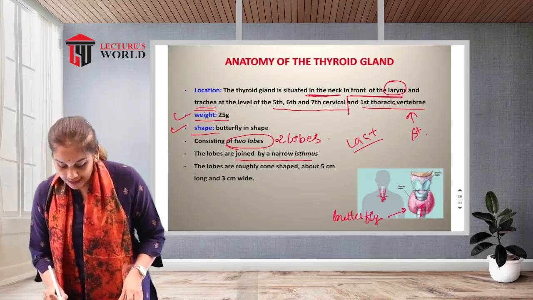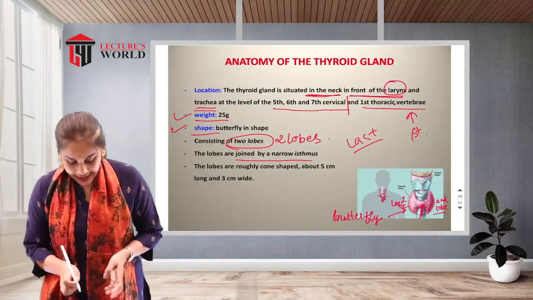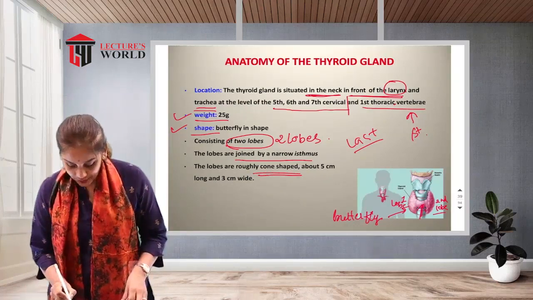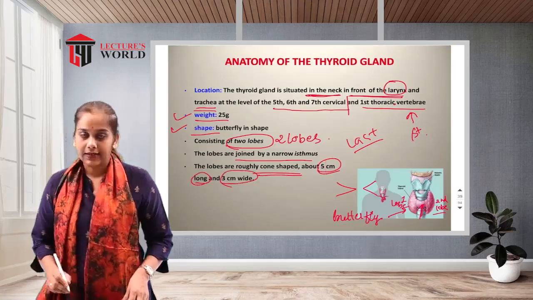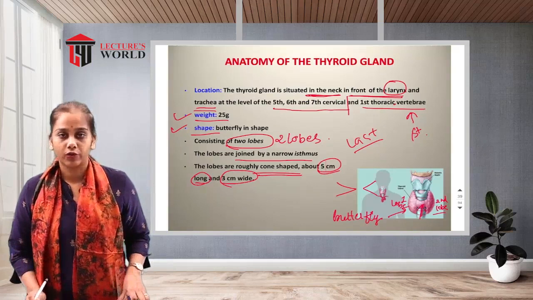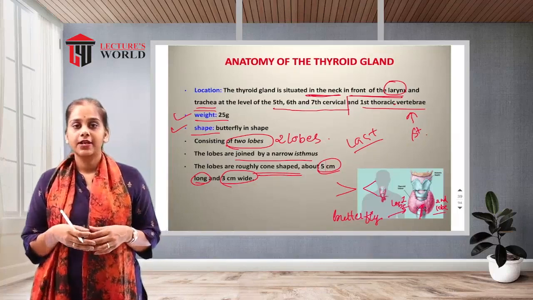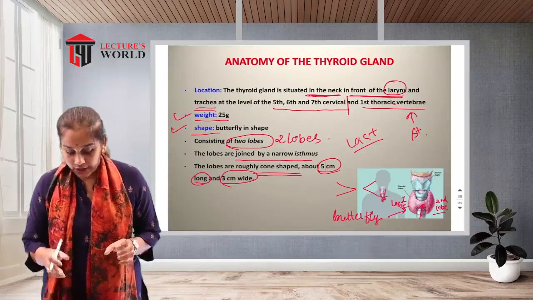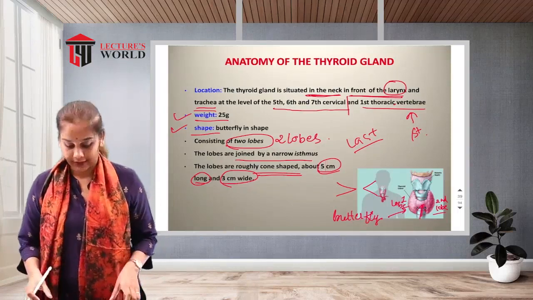So this is one lobe, and this is the second lobe. Both lobes are joined with a narrow isthmus, and these lobes are roughly cone shaped, about 5 cm long and 3 cm wide. This is the size of the thyroid lobe. So the middle portion is known as the isthmus, and the two lobes are roughly cone shaped, measuring about 5 cm by 3 cm.